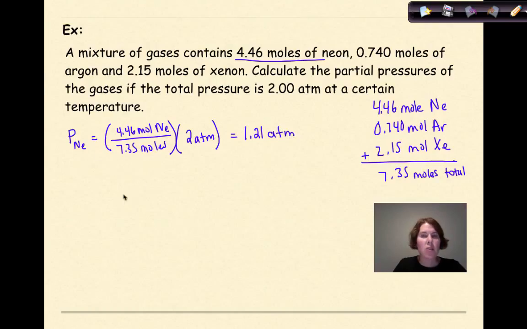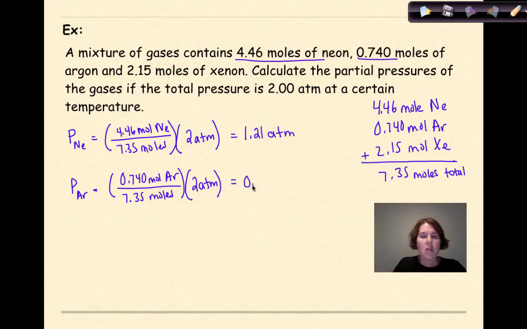Now let's go on and look at the partial pressure of argon. So I'm going to do P sub Ar. Okay, and I look back at my formula, and 0.740 moles of argon, there it is right there. So 0.740 moles of argon. My total moles is 7.35 moles. And again, I'm going to multiply that times my total pressure, which is 2 atmospheres. And if I work this out, I'll get 0.20 atmospheres.